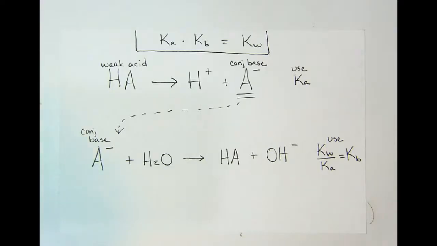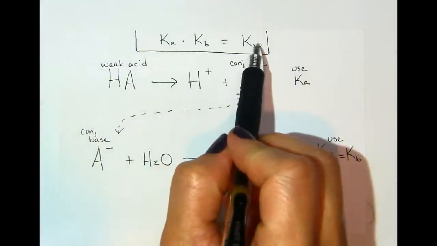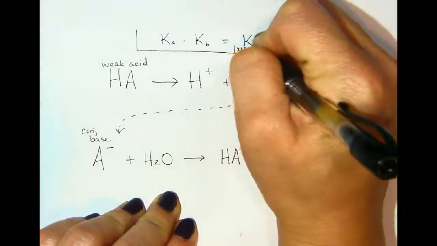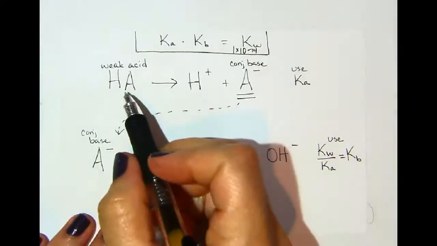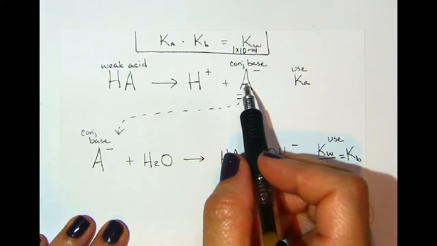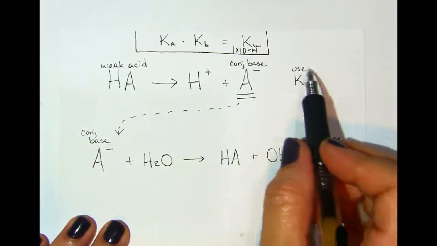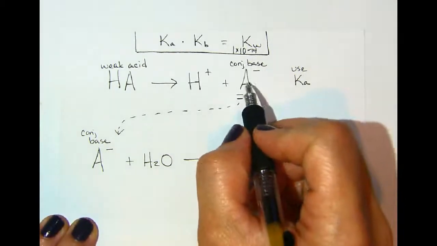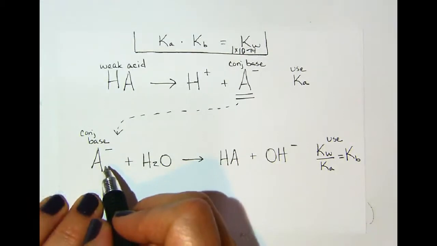Here is our note card for this video. Ka times Kb is equal to the Kw. Remember that Kw is 1 times 10 to the negative 14. So if you have a weak acid, it's going to ionize into hydrogen and a conjugate base. And in this case, when you have the weak acid on the left side, you want to use a Ka value.